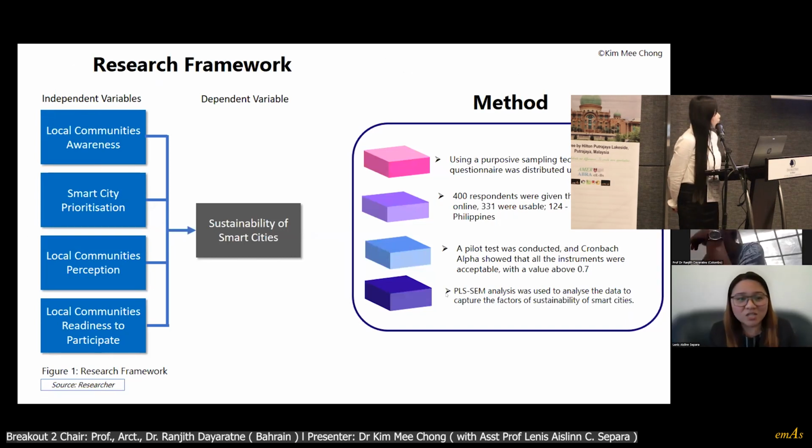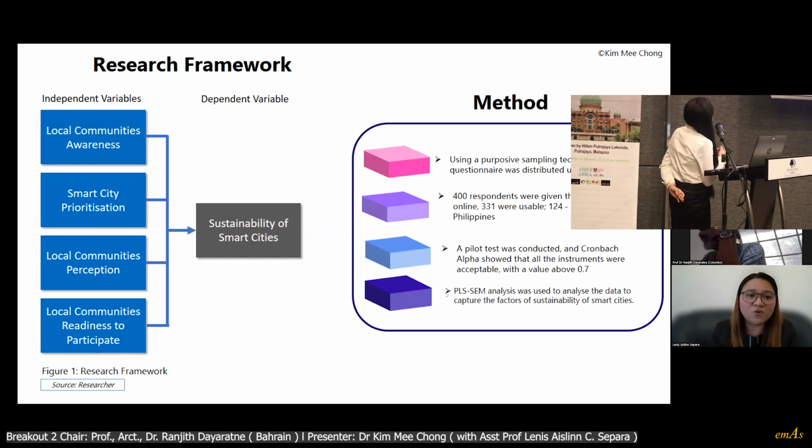So based on the constructs in our literature review, we have considered 4 independent variables, namely local communities' awareness, smart city prioritization, local communities' perception, and local communities' readiness to participate, and related them to the sustainability of smart cities as our dependent variable.